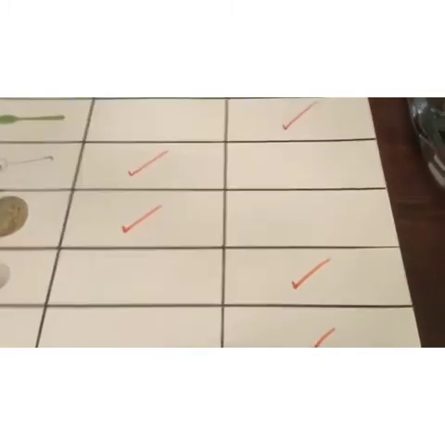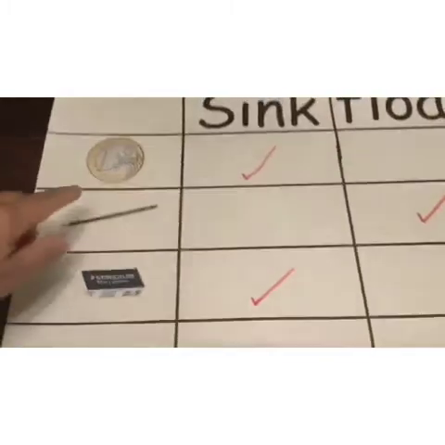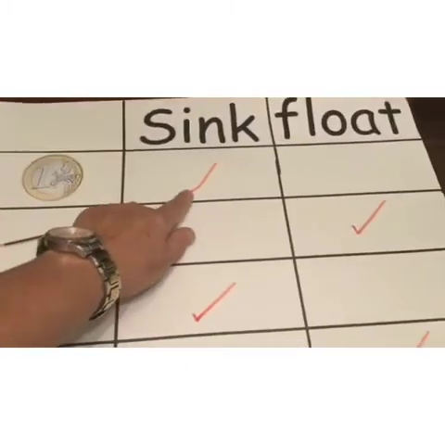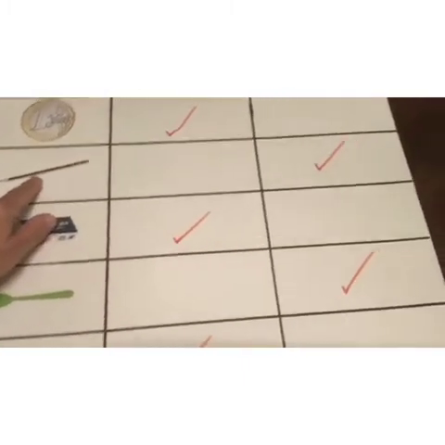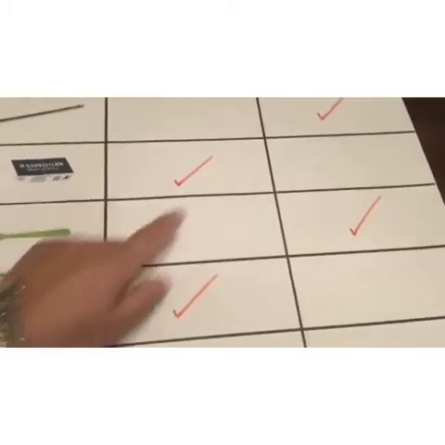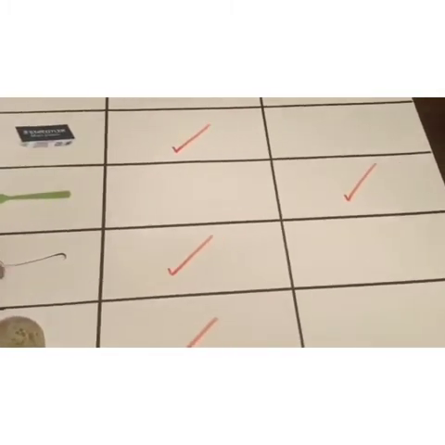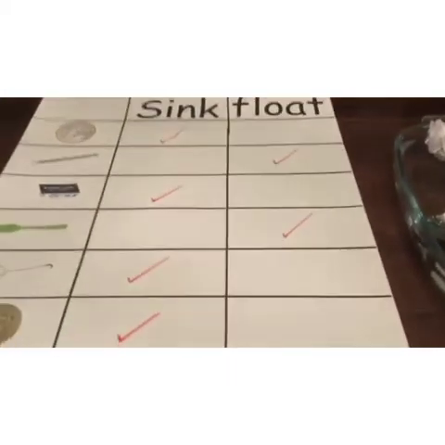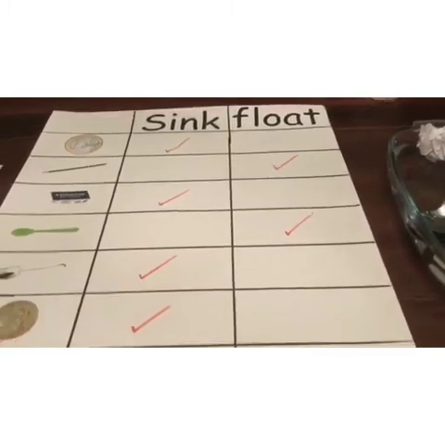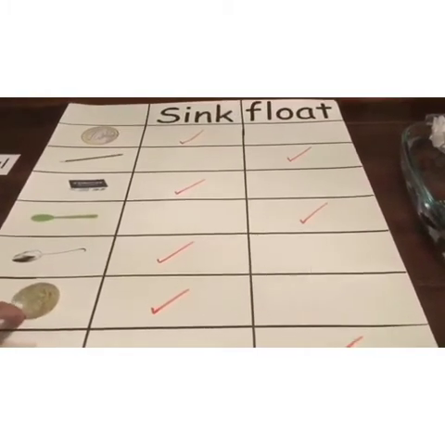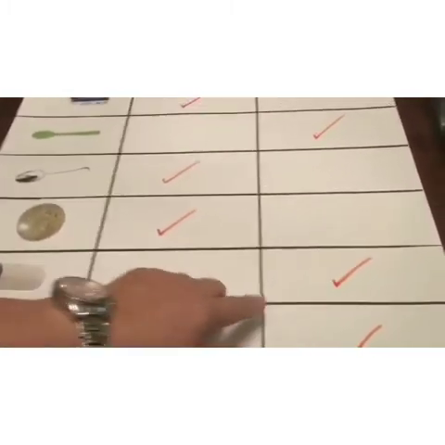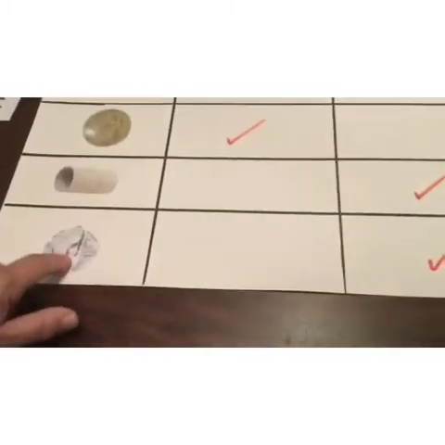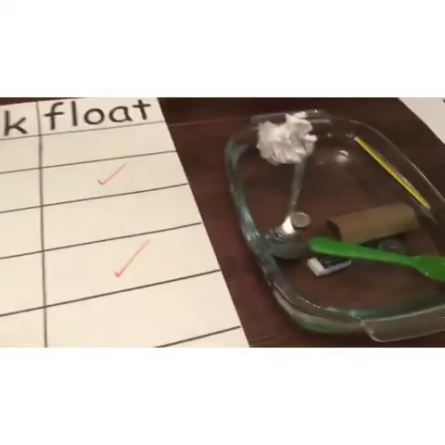Excellent, good job. Now we have here, the metal euro can sink. The wooden pencil can float. The rubber can sink. The plastic spoon can float. The metal spoon can sink. The glass marble can sink. The paper toilet roll can float. And the ball of paper can float. And here are the results.